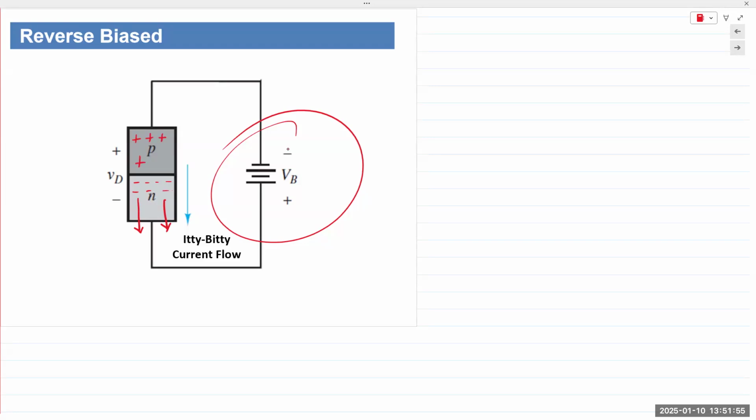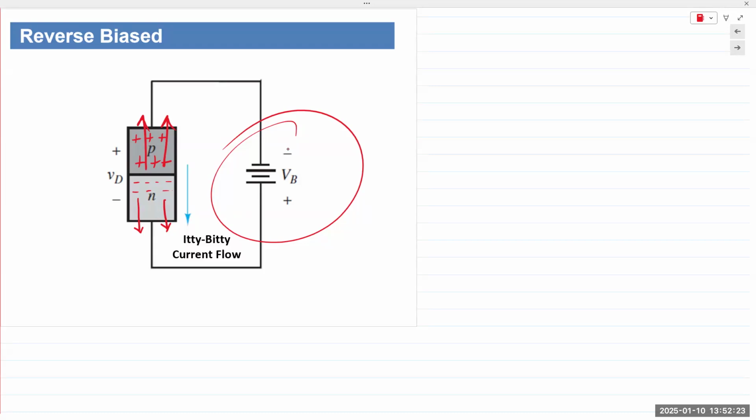Same thing happens at the other end. The holes are attracted by the negative end. And so the junction barrier keeps on increasing because the holes and the electrons are now pulled away from the junction. And because they're pulled away from the junction, the depletion region increases in width. So the barrier increases. So there is very little current flow through the junction.